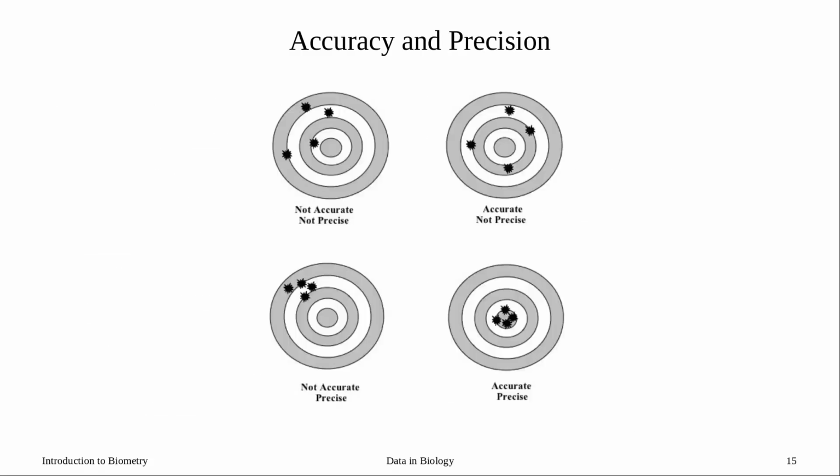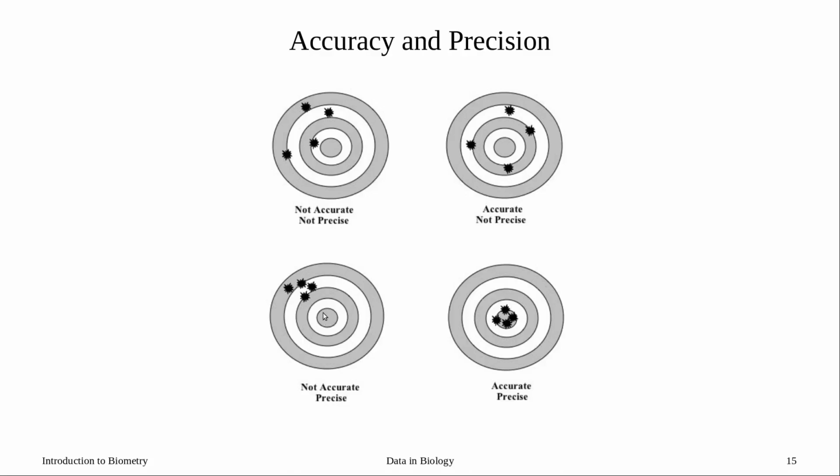Using targets is a good way to compare these two terms. If we are accurate and precise, then all of our points tend to hit the bullseye and they're all grouped closely together. If we're precise but not accurate, all of our points still group together, but now we miss the mark. Our samples no longer match the true value, our target.